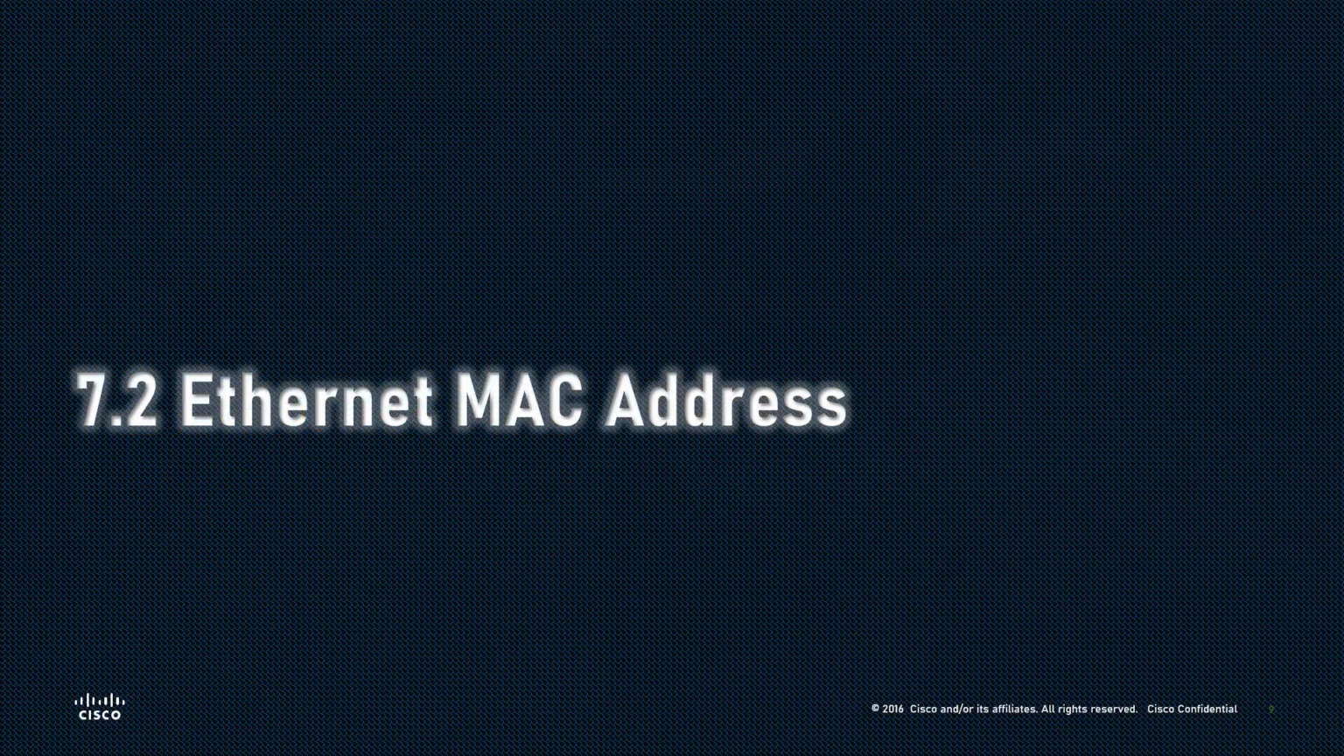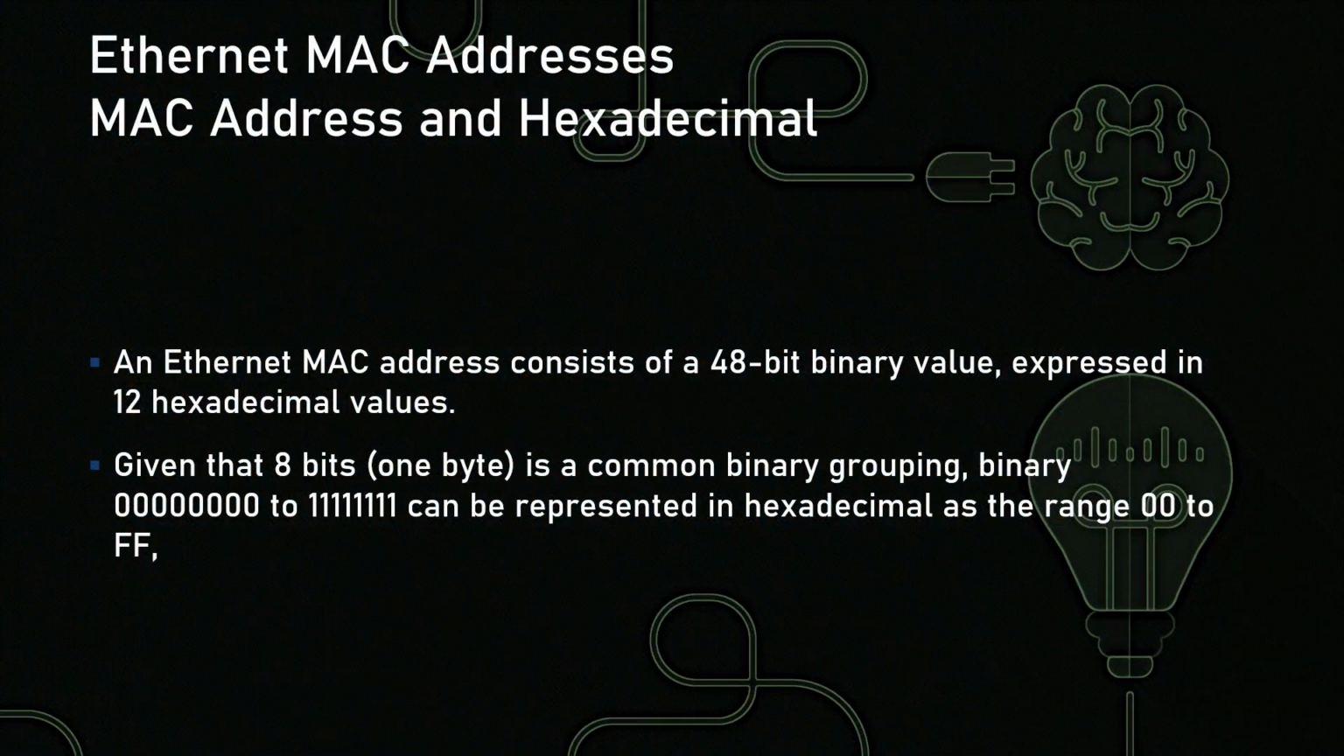So let's take a look at the MAC address, Media Access Control Address. A MAC address consists of a 48-bit binary value expressed in 12 hexadecimal values. Given that 8 bits is a common binary grouping, binary all zeros to all ones can be represented in hex as the range 00 to FF.